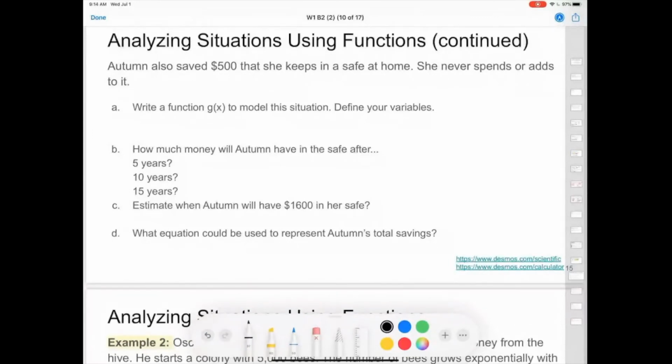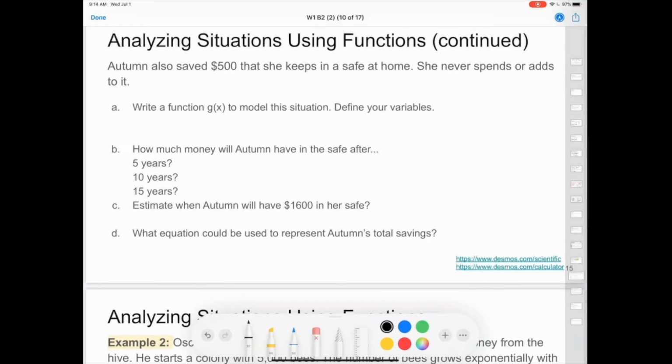Our next slide says, Autumn also saved $500 that she keeps in a safe at home. She never spends or adds to it, so she just has $500. Your mom probably has money saved under her colchon, or in her little drawer with her socks. We're going to see the difference between keeping your money at home versus putting it in the bank. It says, write a function g of x to model the situation.